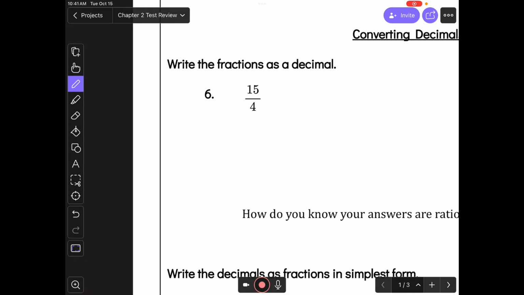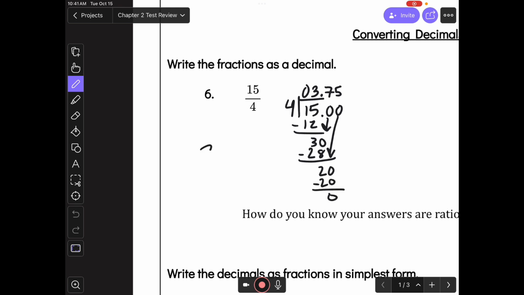Number 6, write the fractions as a decimal. For this case, we're going to divide. 4 goes into 1 0 times, but goes into 15 3 times. I do not have a remainder of 0, so I need to add a decimal point and add a 0 to the tens place. 4 goes into 37 times. 7 times 4 is 28. This would result in 2. Add a 0 to the hundredths place. 20 goes into 4 5 times, and it does so evenly. My decimal would be 3.75.